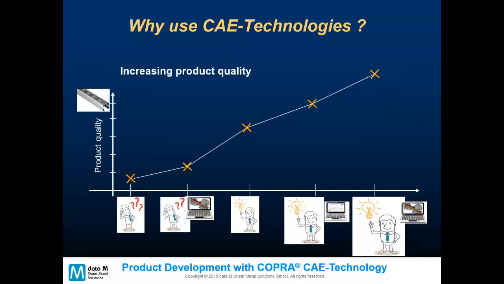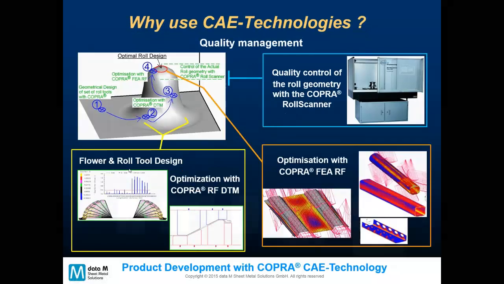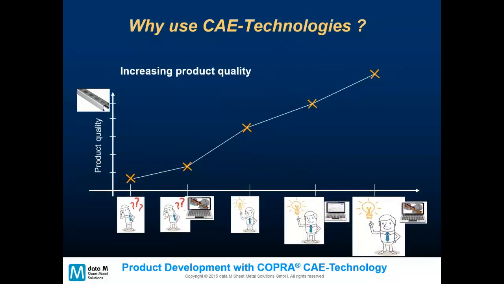Additionally, product quality is another reason to consider using these technologies. We can see here the more software we have available. So product quality in the old days, over here on the left hand side of the graph. And then when we begin to use technology, computers, to help us develop forming strategies and flare patterns considering strain. And then here at the end of our journey, using products such as COPRA FEA-RF to validate our designs.